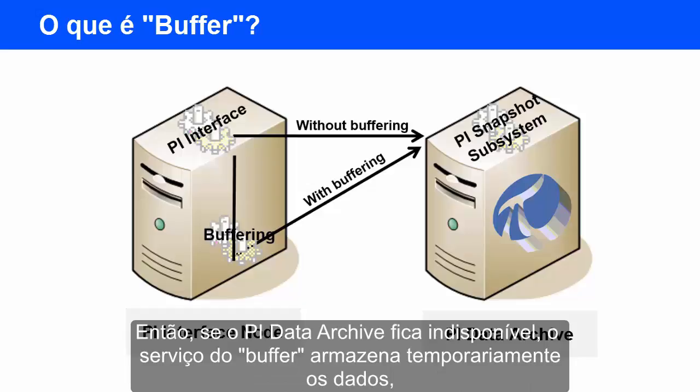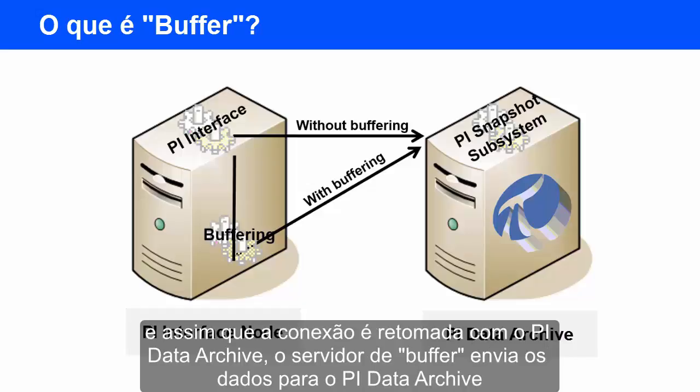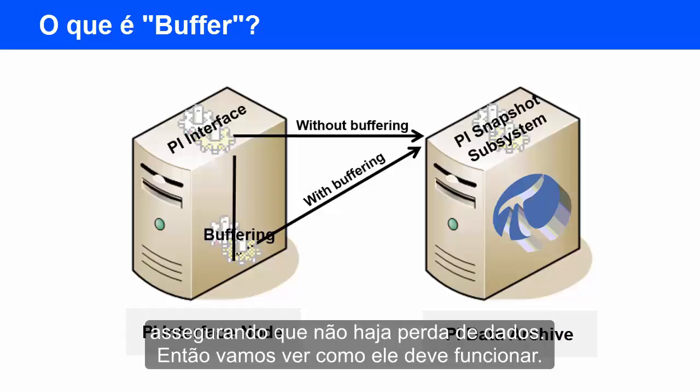So if the PyData archive becomes unavailable, the buffering service temporarily stores the data, and once the connection to the PyData archive is restored, the buffering service will send the data to the PyData archive, making sure that there is no loss of data. So now let's see how it's supposed to work.